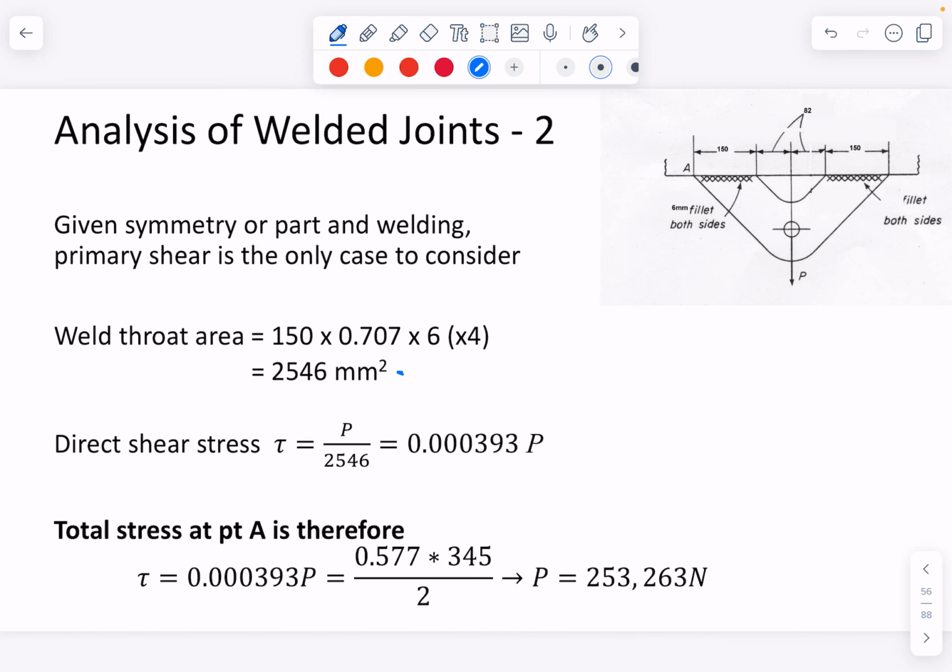Work out the weld throat area. We can work out, based on the value of P, what the direct shear stress is, and we can work out that we can hold 253 kilonewtons on that thing. So that's pretty cool.